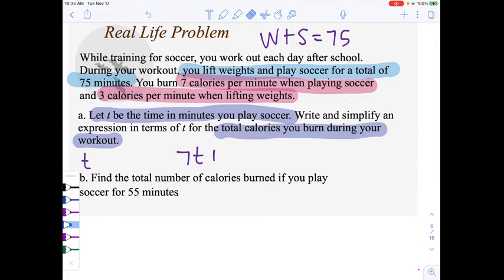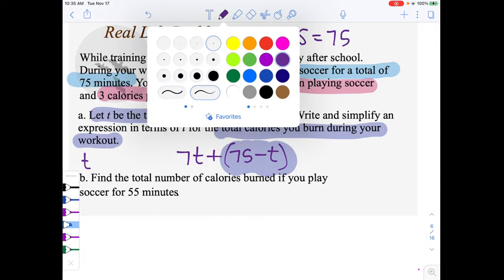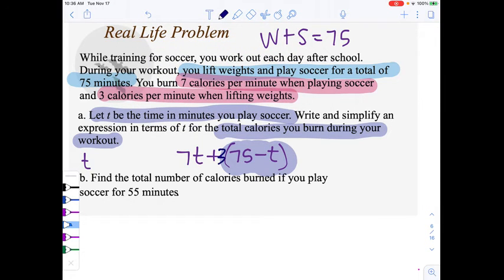So here's what we have to do. We have to take that 75 minutes of time subtracted by T. So there was 75 minutes total, and we're taking away this time we're playing soccer. So this is going to be the time in weights. But now it says we burned 3 calories per minute lifting weights. So I'm going to multiply that one by 3. So again, the 7T is the calories for soccer. The 75 minus T and then times 3 is the calories for weights.